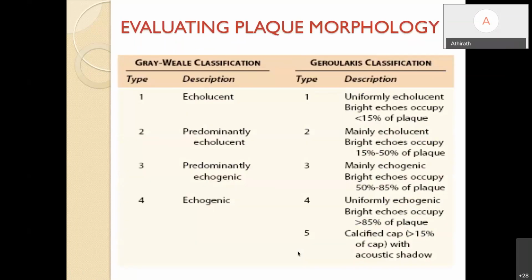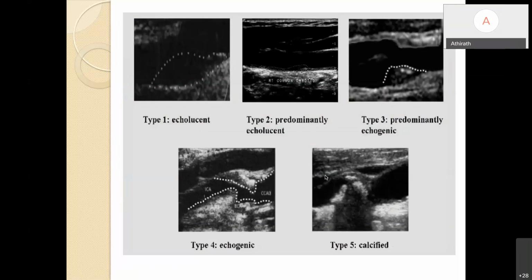Now, the next indication is in evaluating plaque morphology. This I've already discussed in the previous class, the Gray-Weale classification, type 1, type 2, type 3, and type 4. Type 1 is echolucent, predominantly echolucent. As you all know, type 1 and type 2 are very dangerous, and type 3 and type 4 are okay. I mean, the risk is very less.